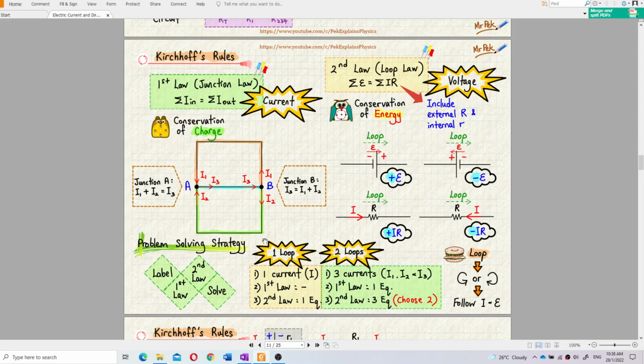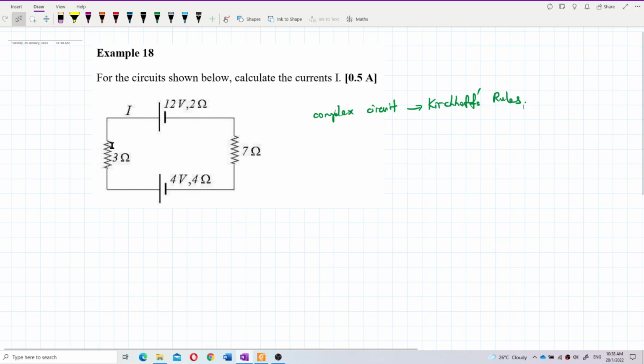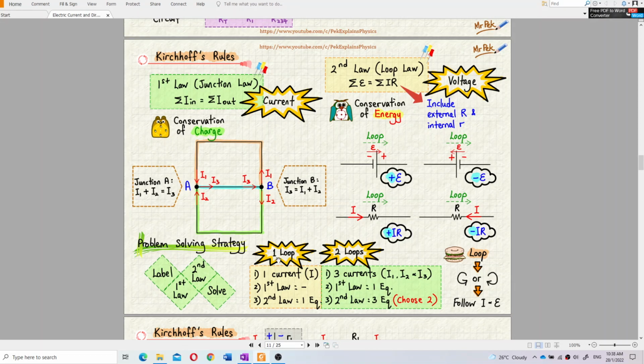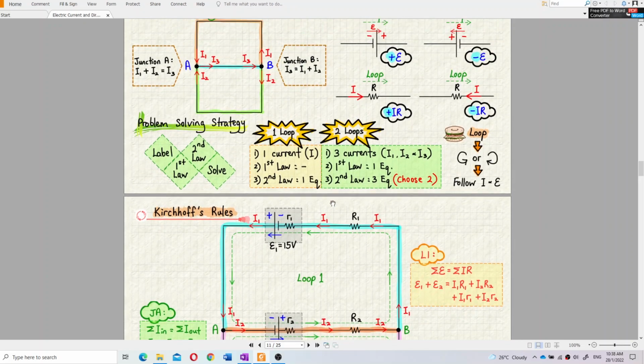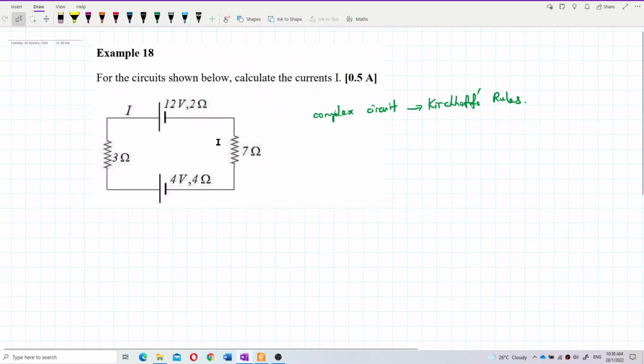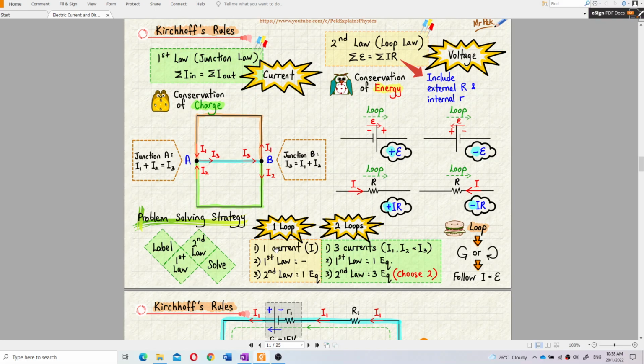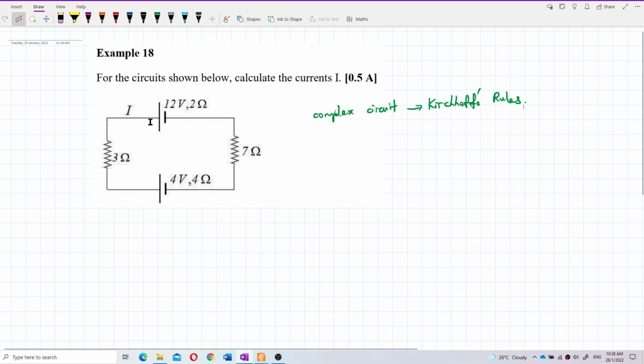But before that, we look at how many loops this is considered. Only one loop, because we have questions with one loop or two loops. Like this one, we have two loops, but this question is only one loop. For one loop, you must know that there's only one current, unlike two loops, which have three currents, I1, I2, I3. One loop has only I, one current only.